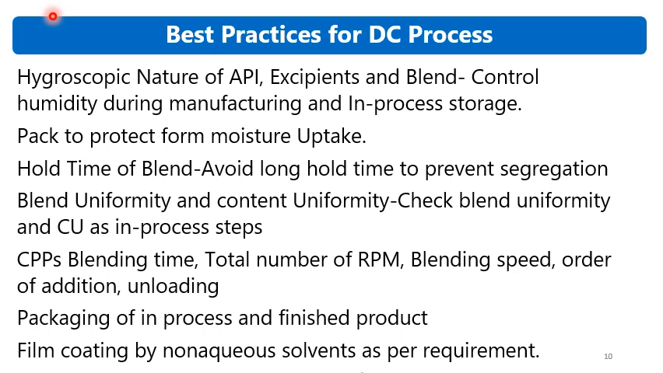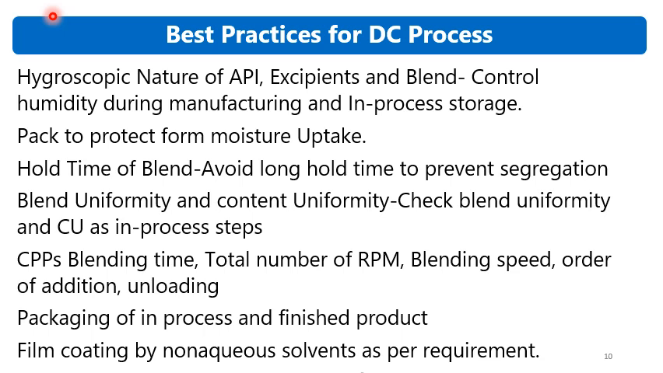Then consider the hygroscopic nature of the API, excipient and blend. If hygroscopic nature is there, then control humidity during manufacturing and in in-process storage areas. Also have an in-process storage pack. Store with silica gel pouches so that moisture can be absorbed by the silica and the product gets protected. Pack to protect from moisture uptake. Regarding hold time of blend, avoid long hold times to prevent segregation.